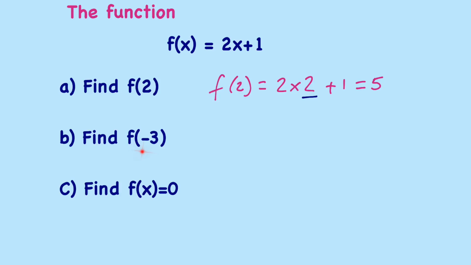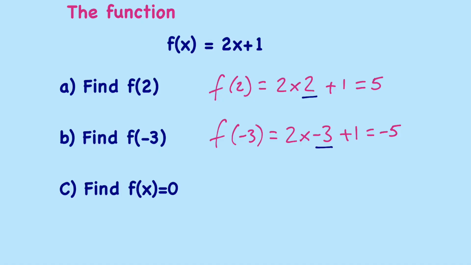Again, in the next part, it's saying that we substitute minus 3 as my x value into the function. So that gives us 2 multiplied by minus 3, add 1, which gives us the answer of minus 5.